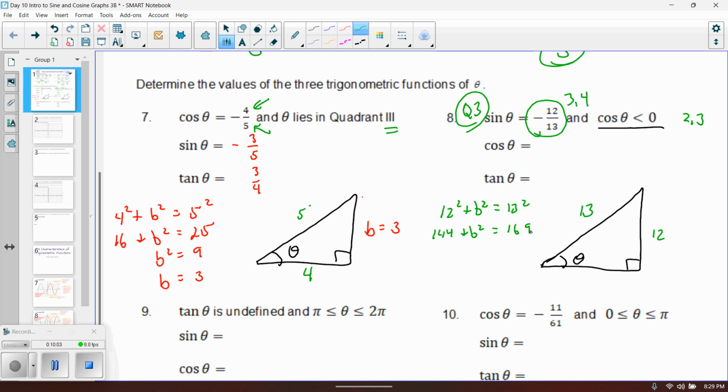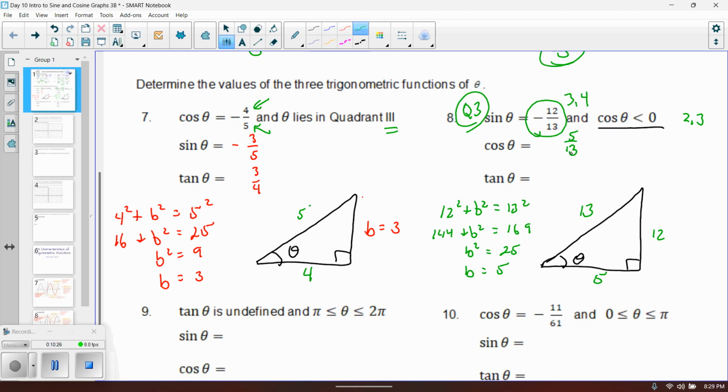Subtracting 144 on both sides, you get that b squared equals 25. So then taking the square root of both sides, b is going to be 5. So our missing side there was 5. So cosine is adjacent over hypotenuse. Adjacent is 5, hypotenuse is 13, so that'll be 5 over 13.